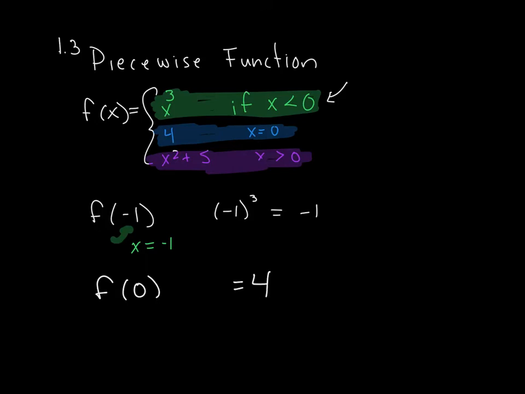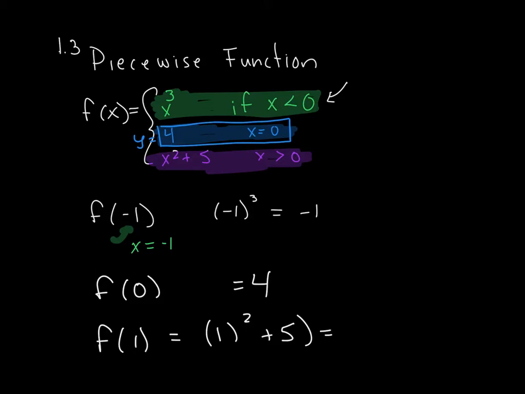Now, why was it 4? Again, that's that blue section that I have up here. When x is equal to 0, my function y is equal to 4. And the last one we'll do with this one is what happens if x was equal to 1. Well, that is in that third one, the one I highlighted in purple. So that is just your 1 squared plus 5. So f of 1 is equal to 6.